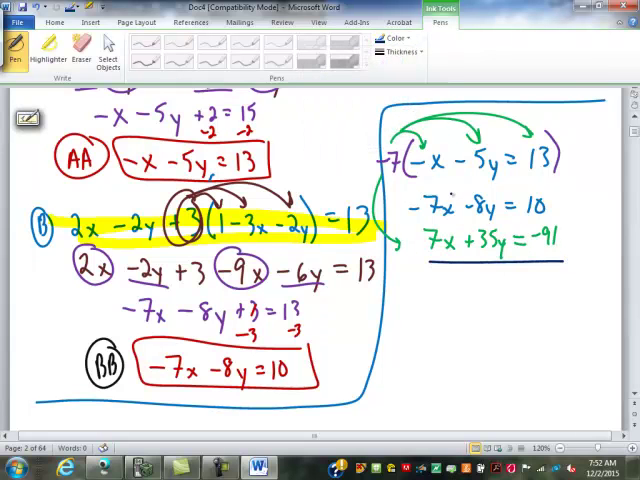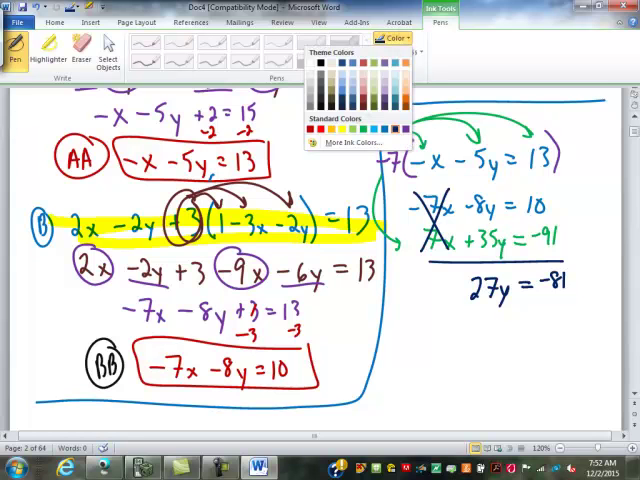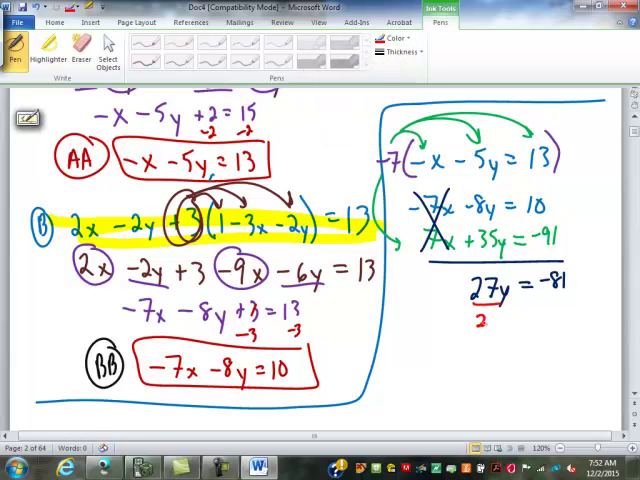So now I can do elimination. Negative 7x and positive 7x are gone. Negative 8y and positive 35y make 27y. 10 and negative 91 is negative 81. And then we divide by 27. Y equals negative 3. We found y.